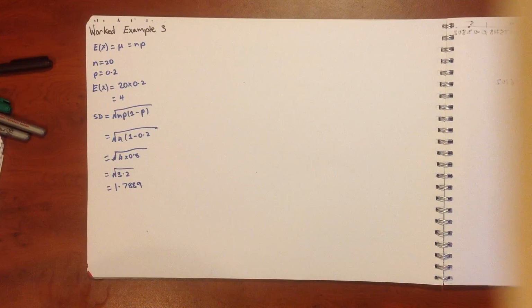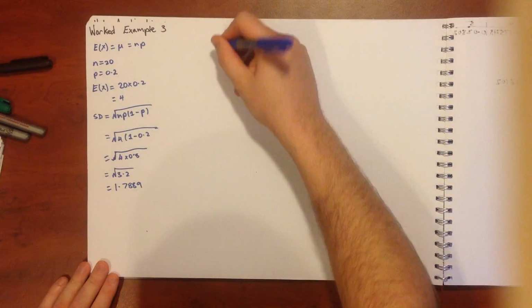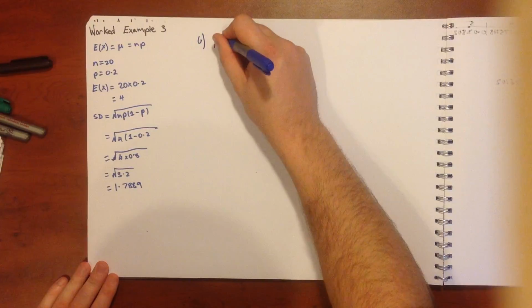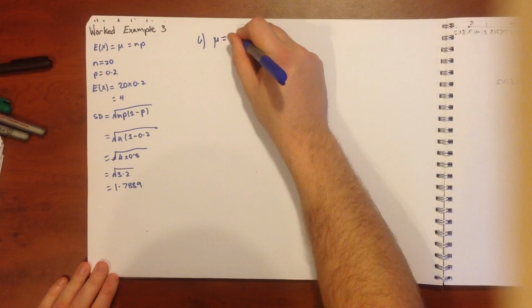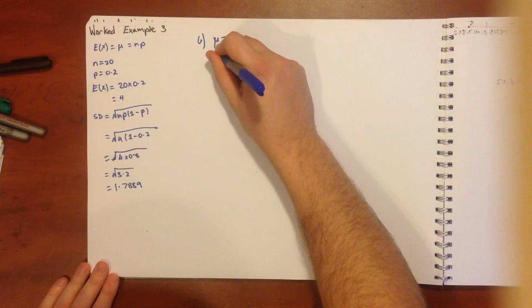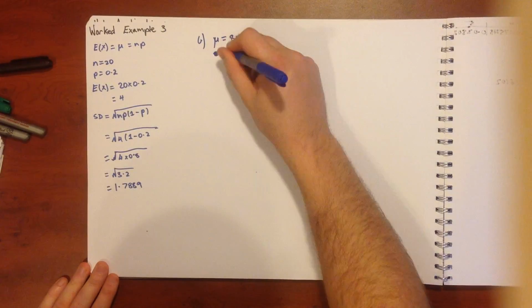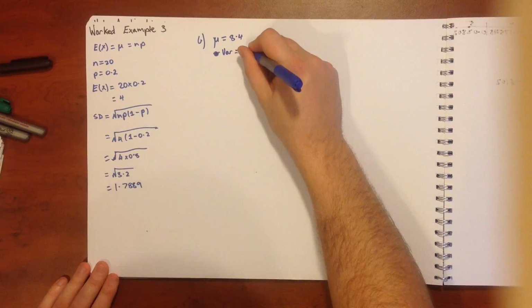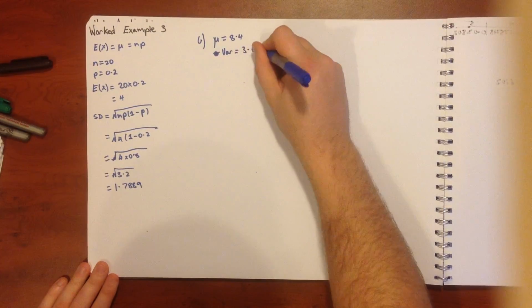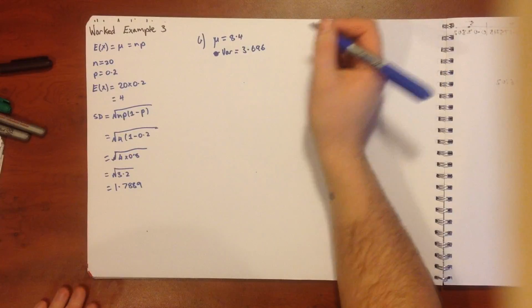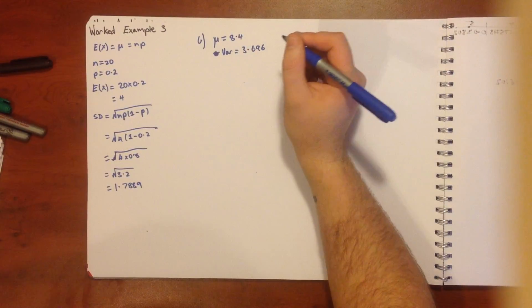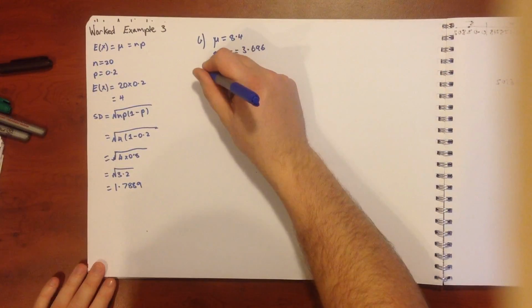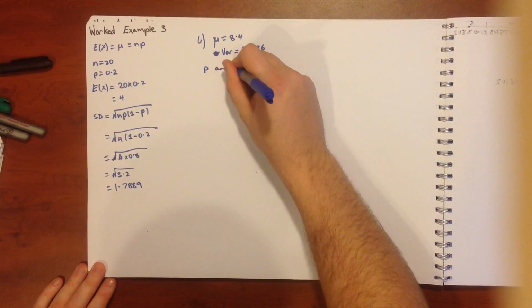Alright, part B. A binomial random variable z has a mean of 8.4 and a variance of 3.696. We want to find the probability of success, and we want to find n. So we're going to find p and n. That's what we're looking for.